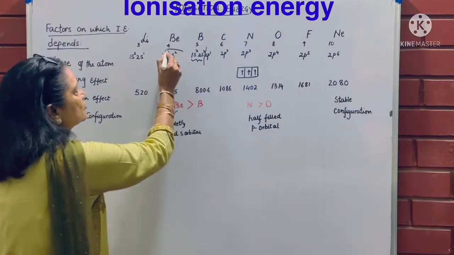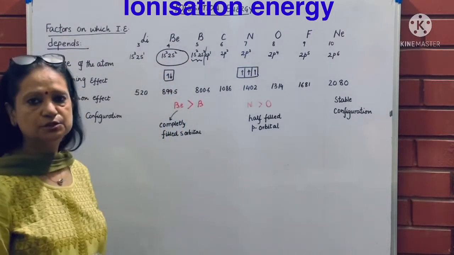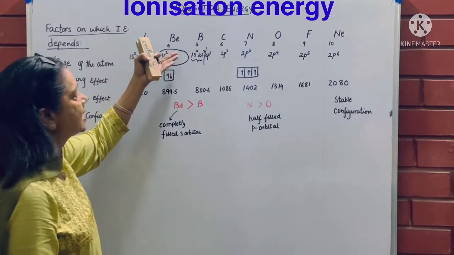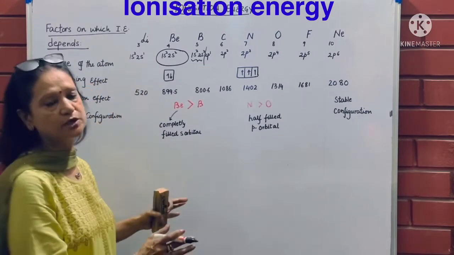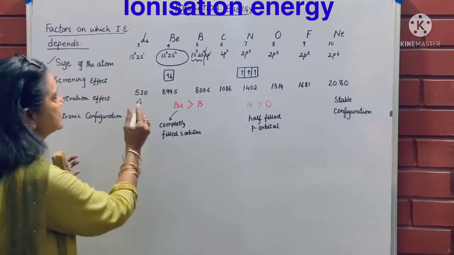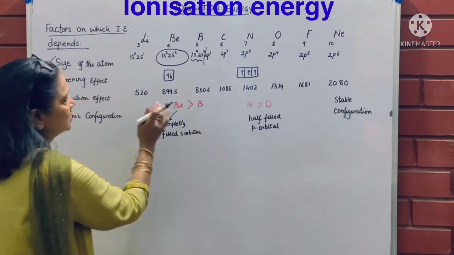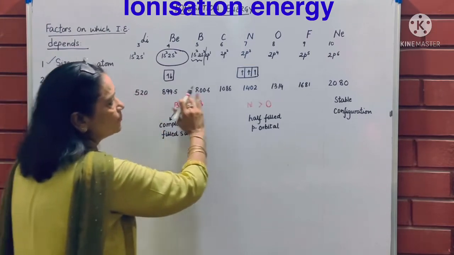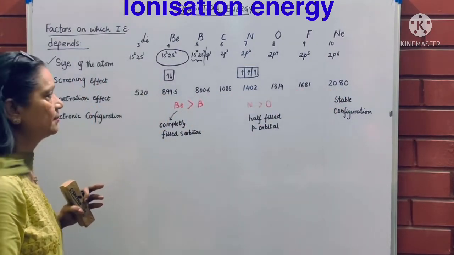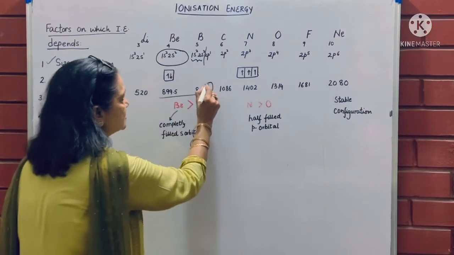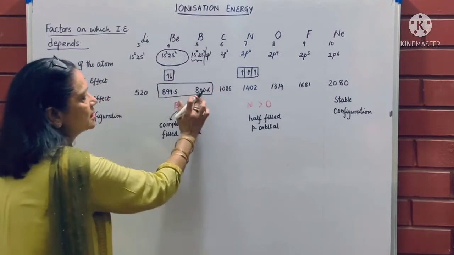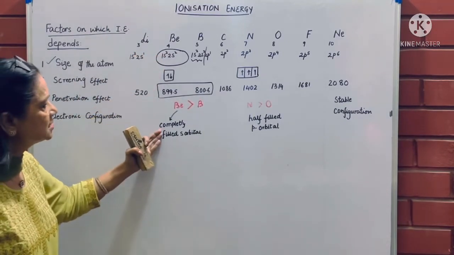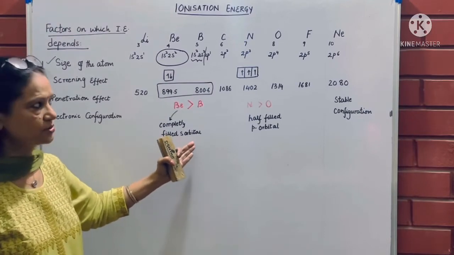Now look at this electronic configuration, 1s2 2s2. The s orbital can have 2 electrons, so this is a completely filled s orbital, and it is very difficult to take out an electron from this. See the order moving from here: 520 to 899, and now it reduces again, although it should keep on increasing from left to right in the periodic table. But here is a discrepancy, that is, first it is higher and then lower. Beryllium has a higher ionization energy because it contains a completely filled s orbital.